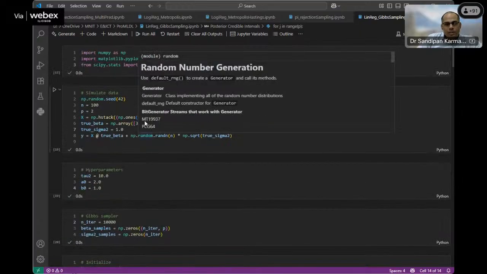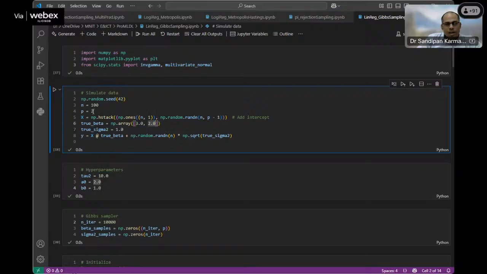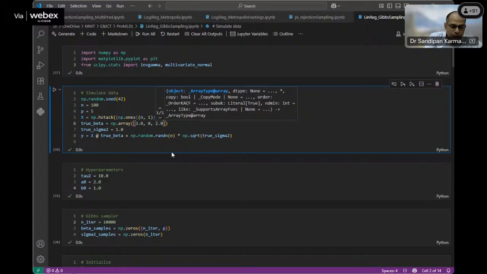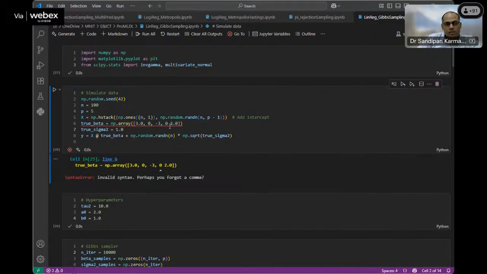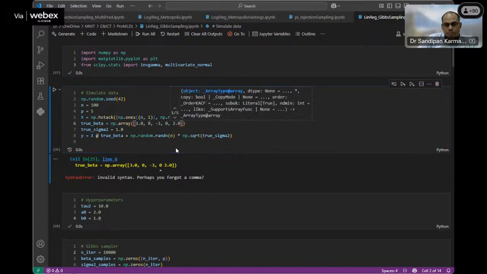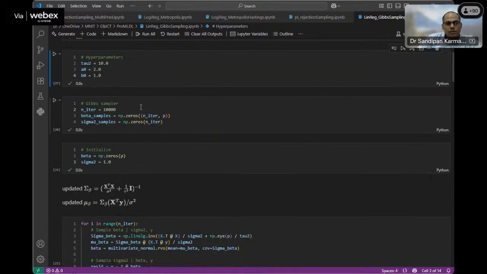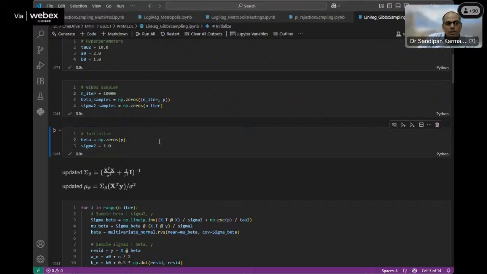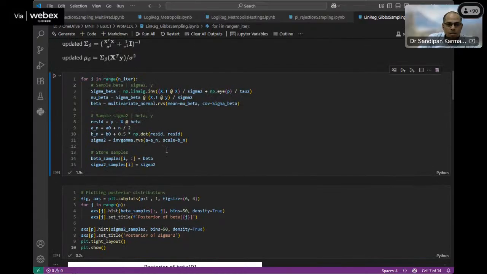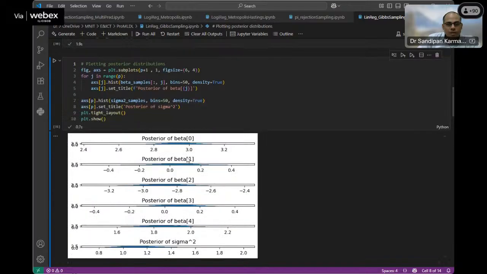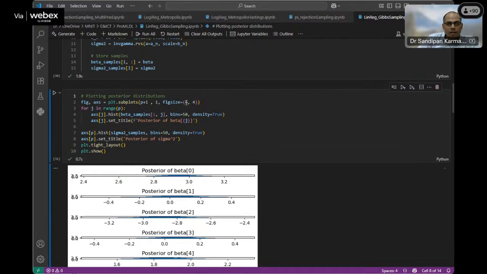So let me do a little more. Let me change p, the number of variables, to 5, and set beta as 3, 0, minus 3, 0, 2.0. So it is a 5-predictor regression. Now tau is this, n iterations, beta, and then the sampling is being done. It's done, and then we have this posterior, but I have to change this thing.